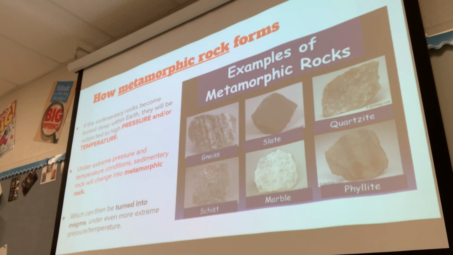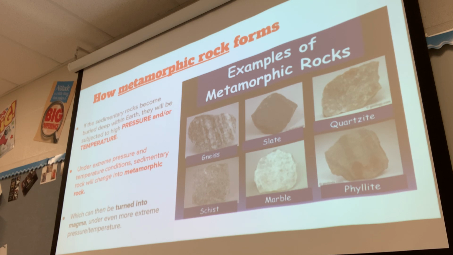Okay, so metamorphic rock, the pressure and/or temperature is what's going to help that. So when sedimentary rock becomes buried, pressure or temperature pushes it all together and makes it into this molten kind of really hot material, and then it's going to change into metamorphic. If you think of metamorphosis, metamorphosis means to change. That's basically what's happening here. Metamorphic rock is changed from the other two.